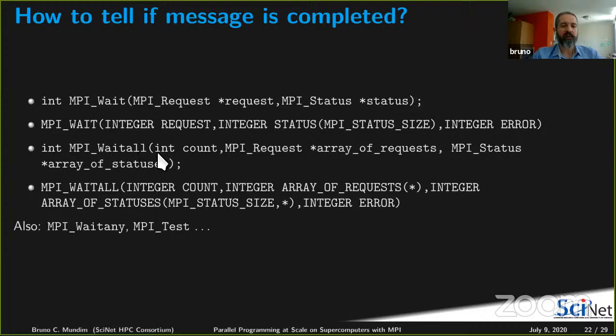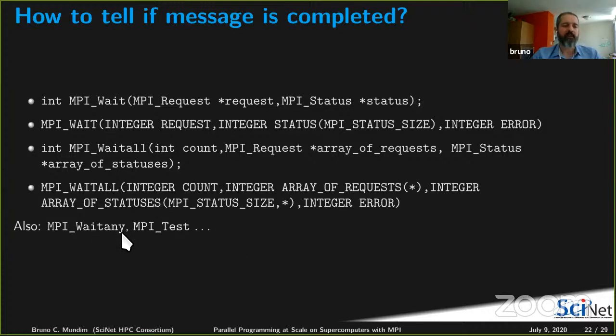And MPI wait all uses an array of requests. MPI wait would be for each particular request, while MPI wait all is going to block until all of them have the communication finished, okay? Basically the signature is a count, and this count here is just the number of elements of this array of requests that you have. And you have to return an array of statuses as well. The same sort of signature for Fortran, okay?